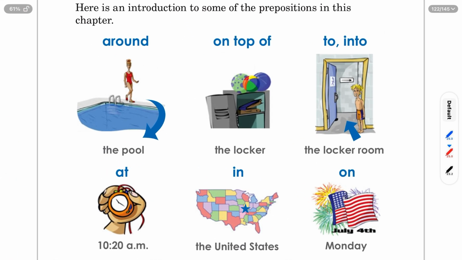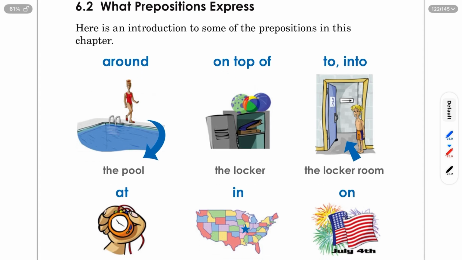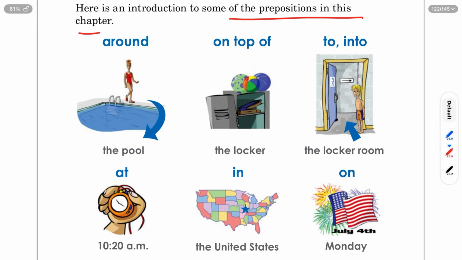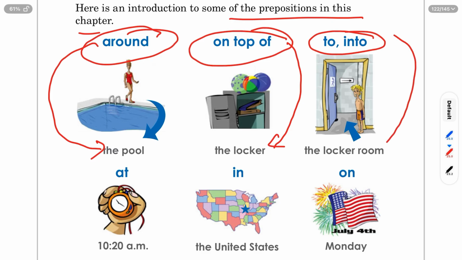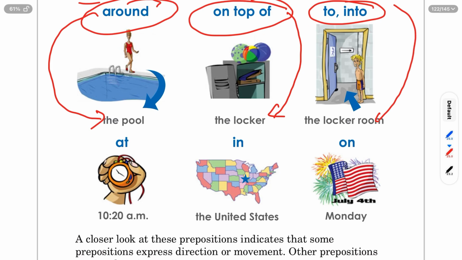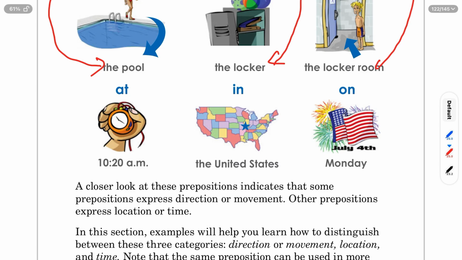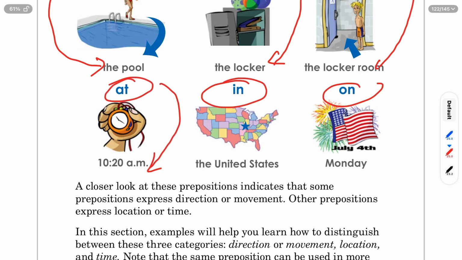Now, what does a preposition express? So here is an introduction to some of the prepositions in this chapter. For example: around, on top of, to, into. Around the pool, on top of the locker, into the locker room, or to the locker room. Similarly, for time we have prepositions like at, in, on. At 10:20 am, in the United States, on Monday.